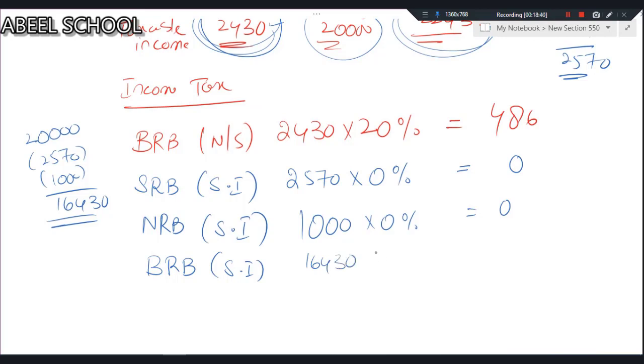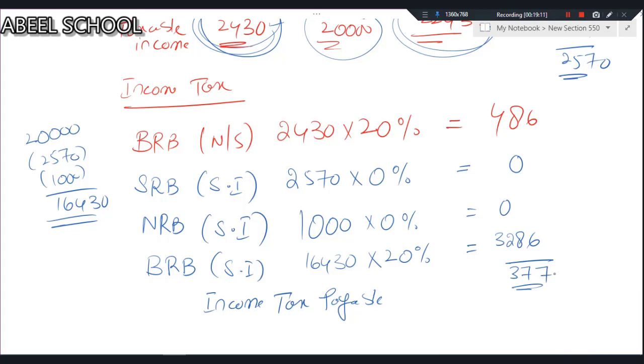16,430 falls in basic rate band into 20%. 16,430 into 20%. So I'm getting the answer 3,286. Income tax payable. So the income tax payable is 3,772.